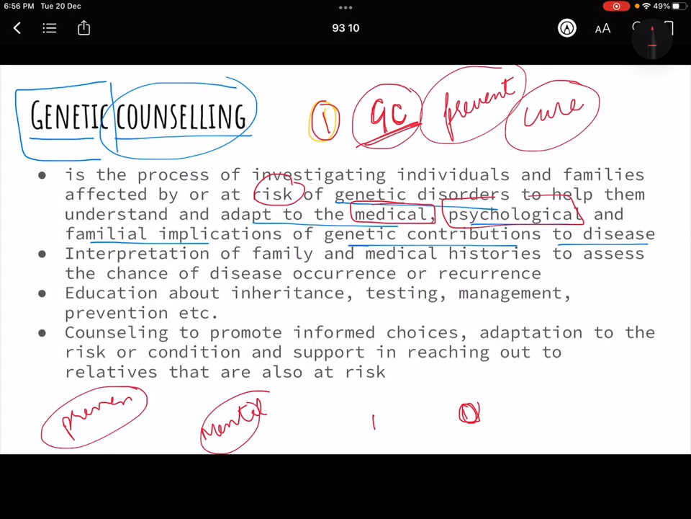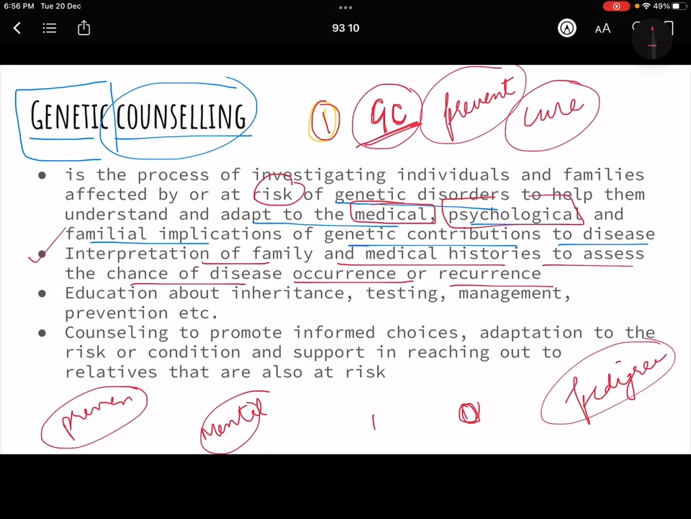Now what happens is, in genetic counseling we try to interpret family and medical histories to assess the chance of disease occurrence or recurrence, okay. So what we are trying to study, maybe through pedigree analysis, taking out discussions with the family, knowing about who all were the people who had a certain disease in the family, for example hemophilia, who all had it. So we are trying to assess how many people, we analyze based on the information that we have, okay. So on that basis genetic counseling is done.